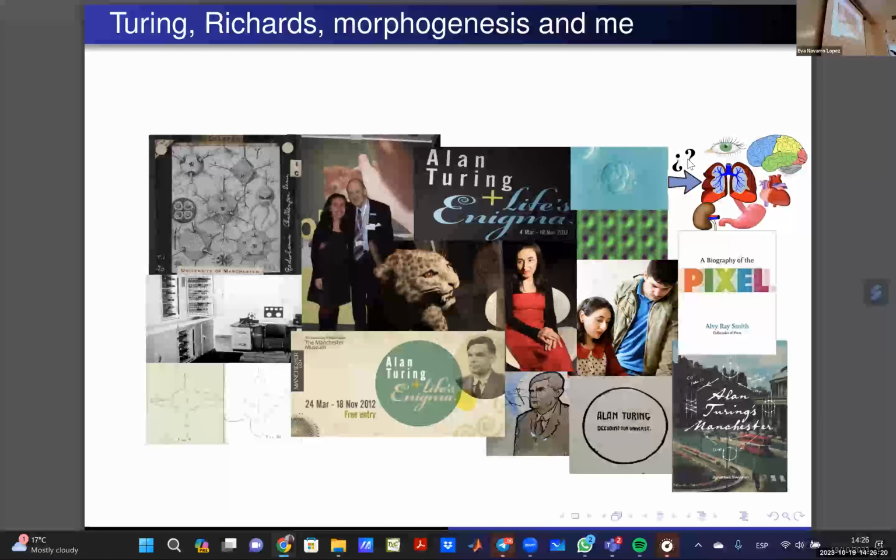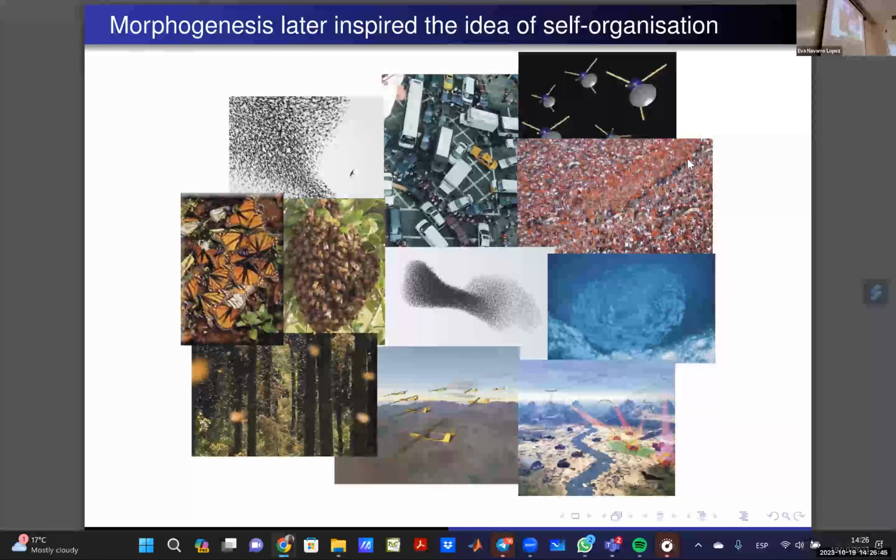And thanks to this, I have been lucky enough to make very modest contributions to all this work of Turing. I met Alvy Ray Smith, the co-founder of Pixar, and I made a little contribution to his last book, and also to this book of Alan Turing's Manchester. So, yeah. Morphogenesis is the basis for what later was called self-organization.